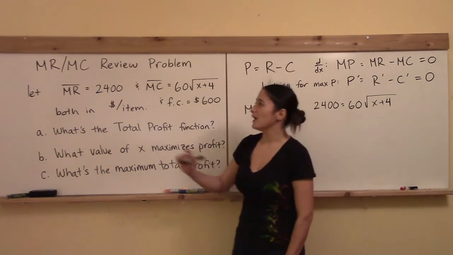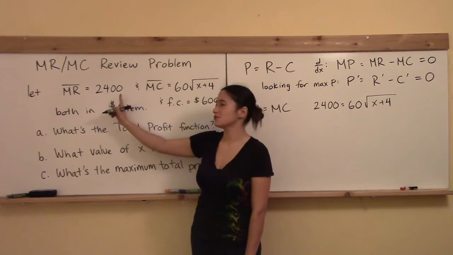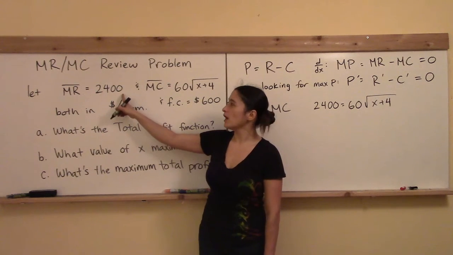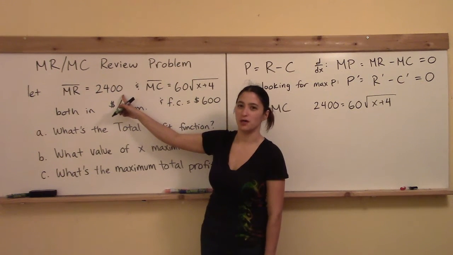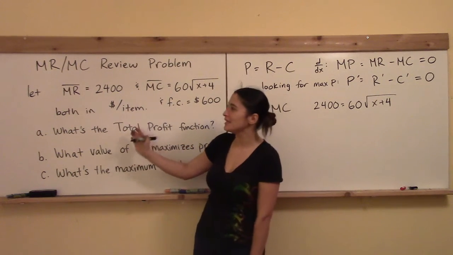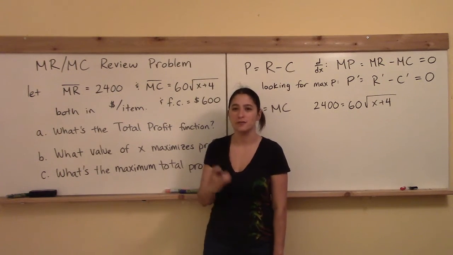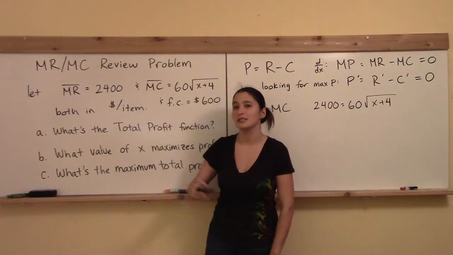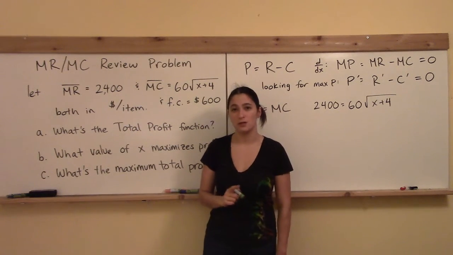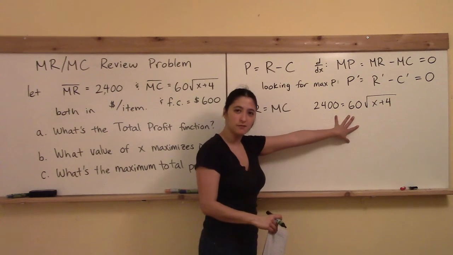Okay, hold on. By the way, if I say MR equals 2,400, what does that mean? What price am I selling my items for? How much each? $2,400 each, exactly. When you see that your marginal revenue is constant, then that is actually equivalent to your fixed price. So here, the price of my product must be a pretty nice product because it costs $2,400 for just one of these. Okay? All right, on with the problem. We're just going to solve this out for x.